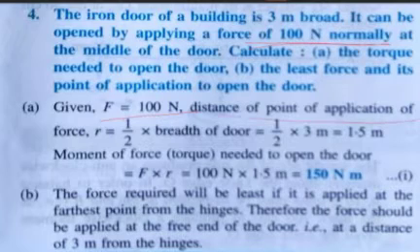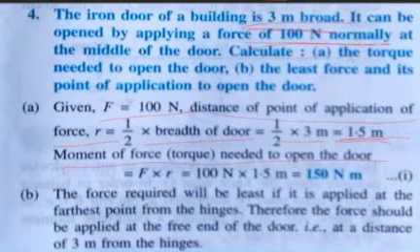Distance or point of application of force R is equal to half into breadth of door. Half into breadth of door, 3 meter is given here, so that is 1 upon 2 into 3, that is 1.5 meter. So moment of force needed to open the door will be F into R.